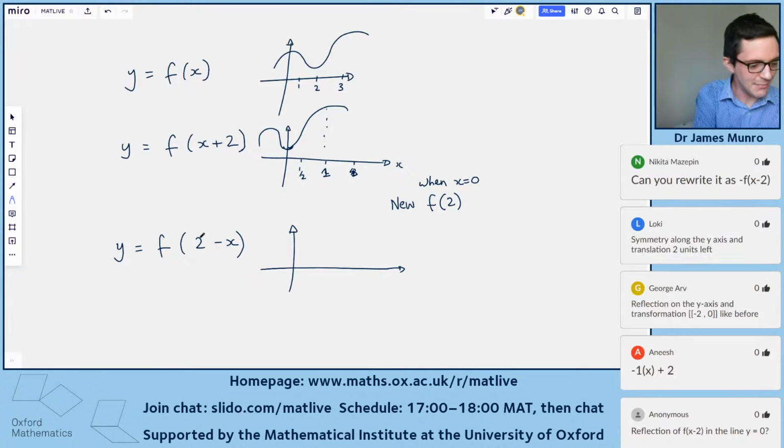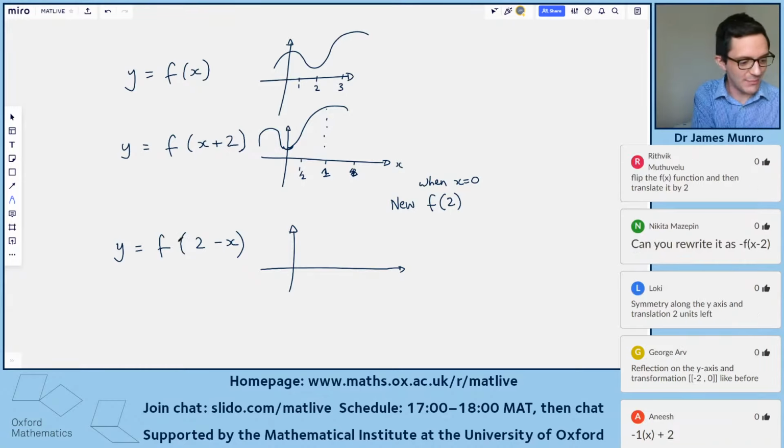Oh, is it minus f of x minus 2? I'm not sure it is. Maybe it's true that f is an odd function and that you can pull out a minus sign like that, but maybe not. So people are giving me steps now. Flip the f of x function and then translate it by 2. Ooh, maybe that.